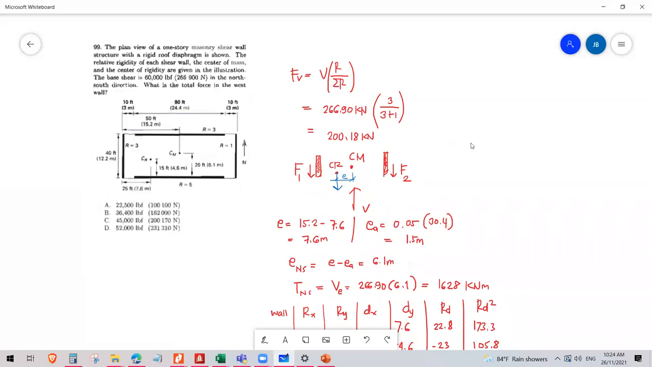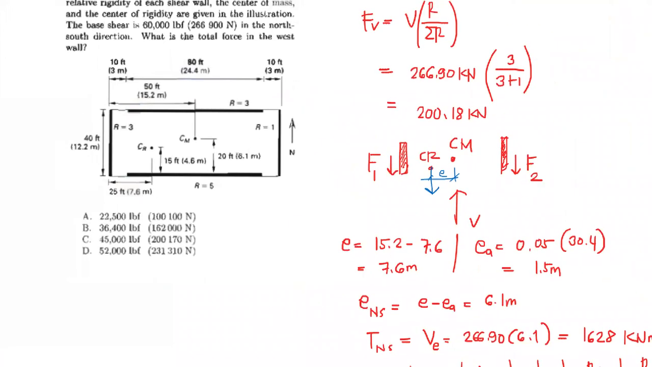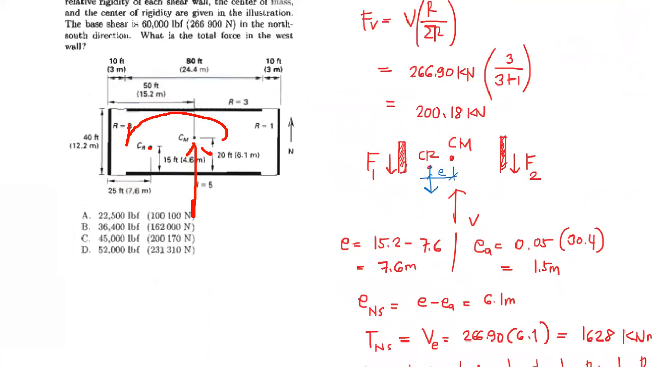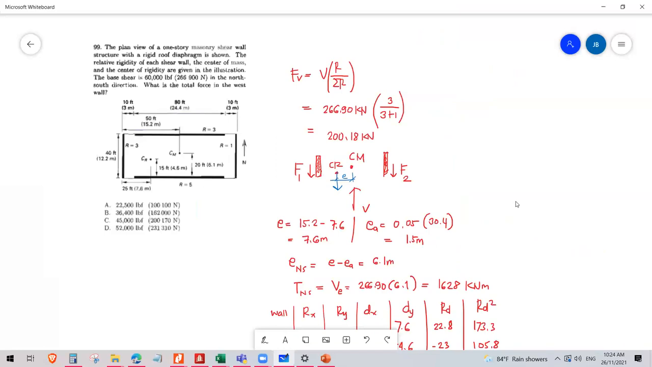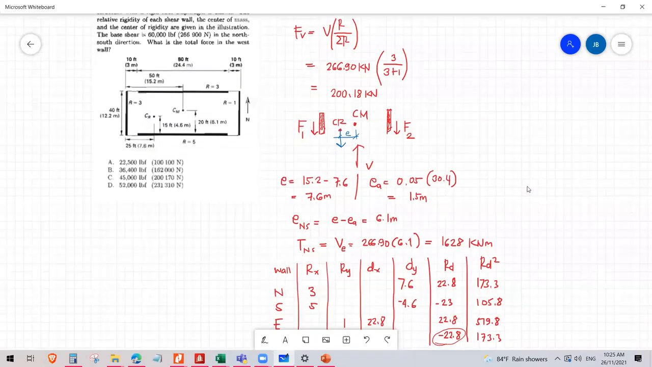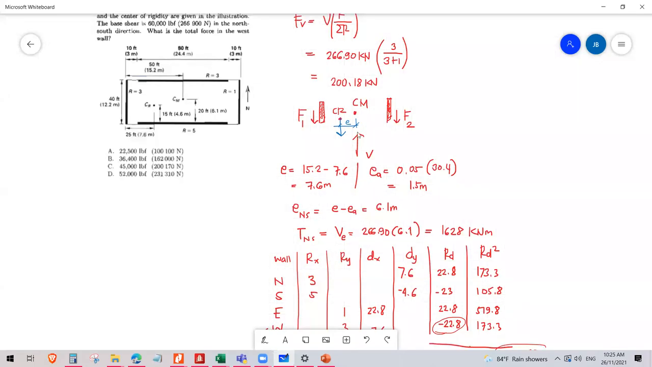Okay, now let's talk about yung torsional na, no? Torsional shear. Kasi nga, ito yung center of mass mo, ito yung center of rigidity mo, magkakaroon ka ng torsion on this direction. Okay? Then, so let's find the eccentricity first. 15.2 minus 7.6.